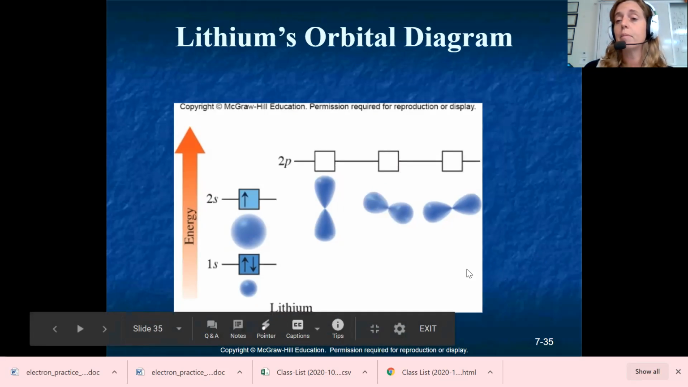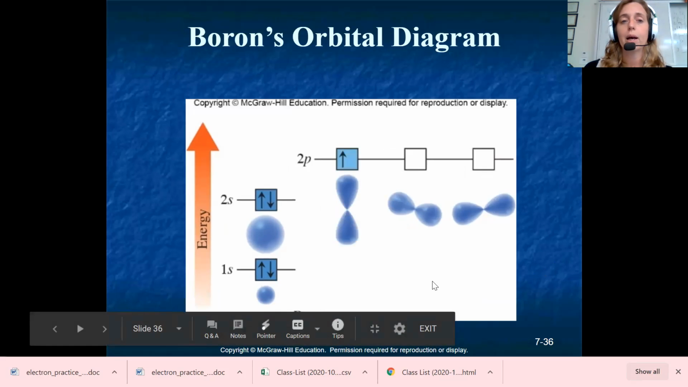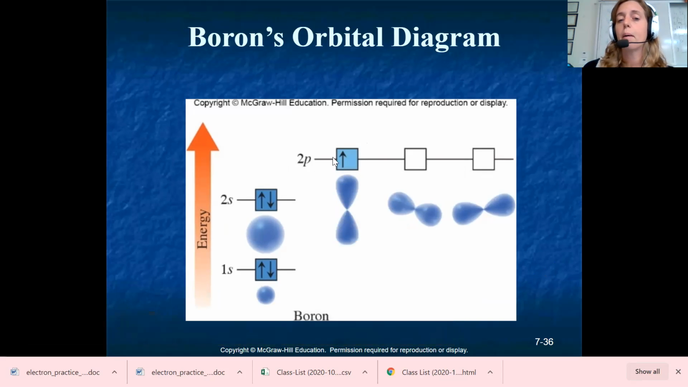Now lithium is 2s1, but just like we talked about with electron configurations, you have to fill the row before you can jump to the second row. So here you're going to have 1s2 followed by 2s1. Now we have boron. Boron goes to 2p1. So right here you're going to fill up 1s2, 2s2, 2p1. That p1 is going to go in the very first orbital right there.